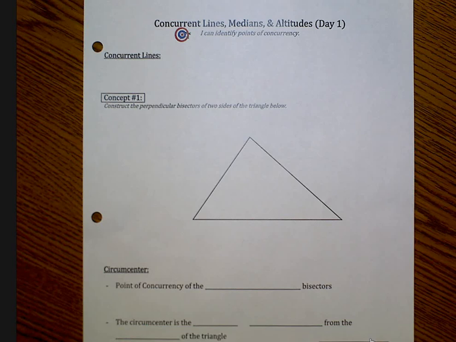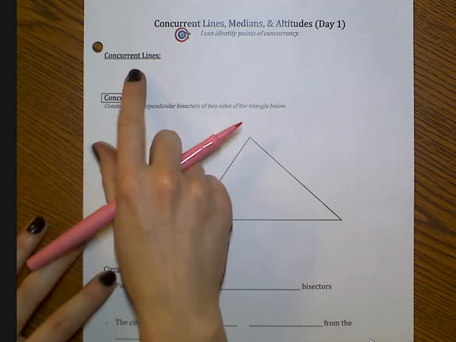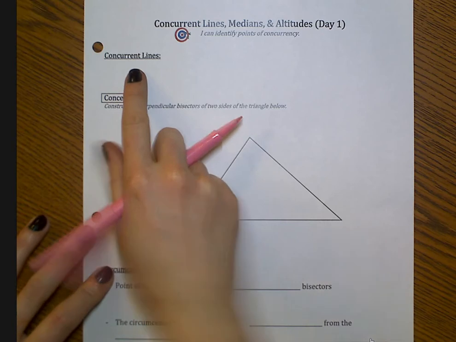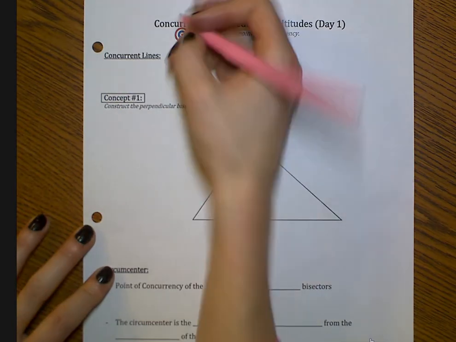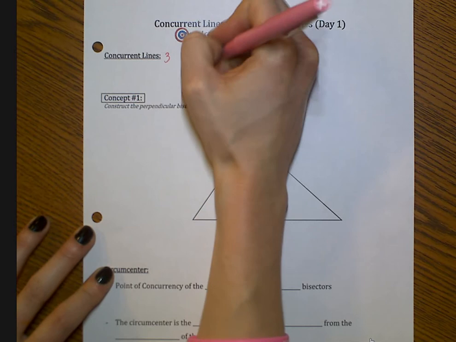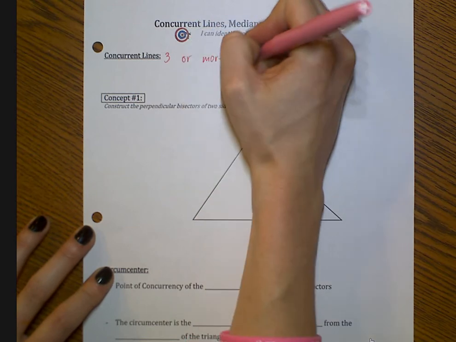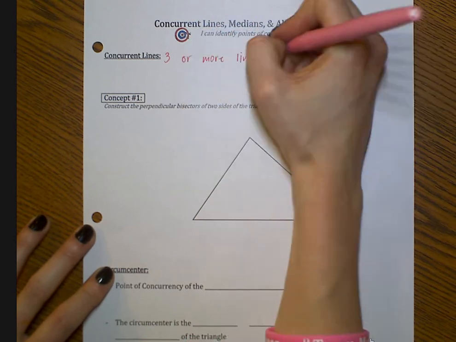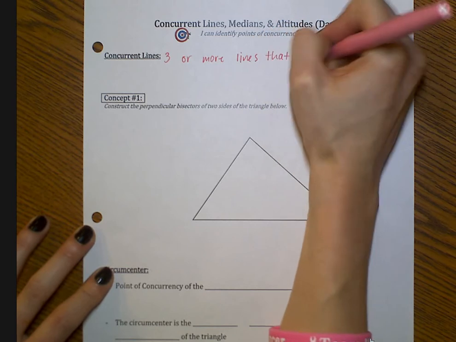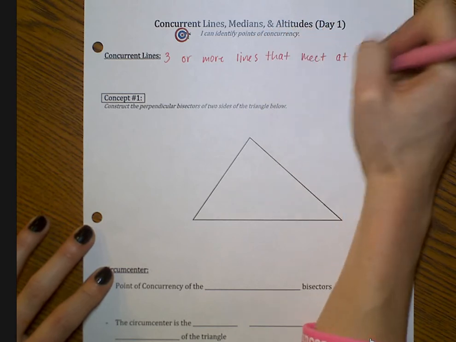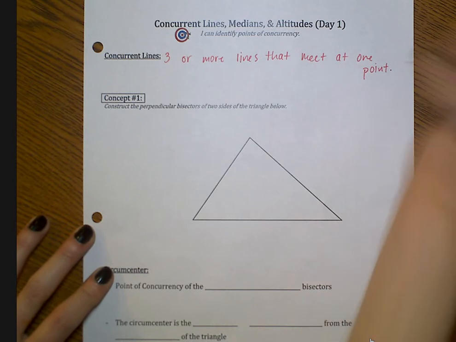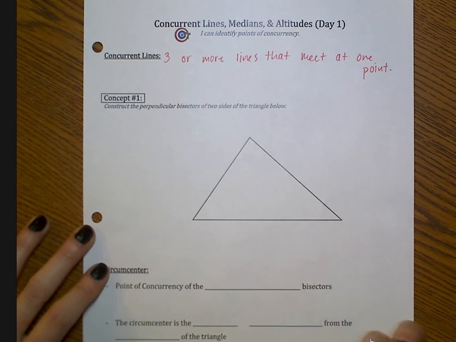We're starting a 2-day lesson today, and actually most of the week we're going to be looking at this same topic. It all has to do with something called concurrent lines, and concurrent lines are 3 or more lines that meet at one point. Okay, so it's just 3 lines that are coming together.